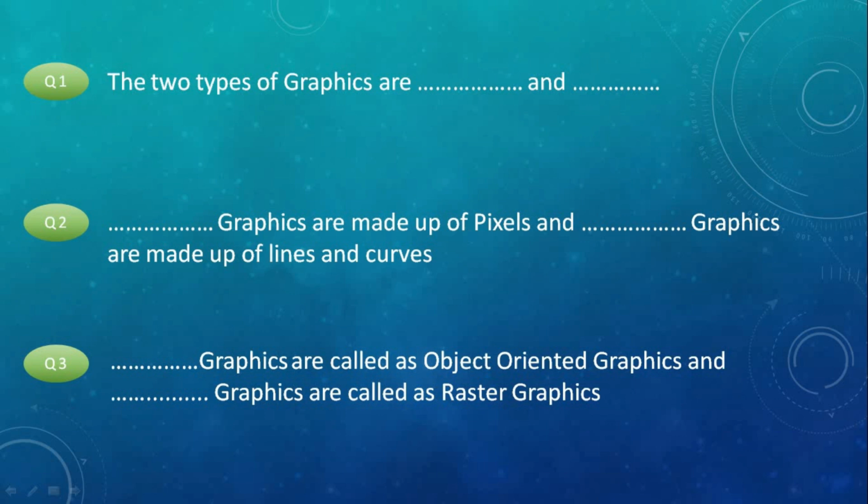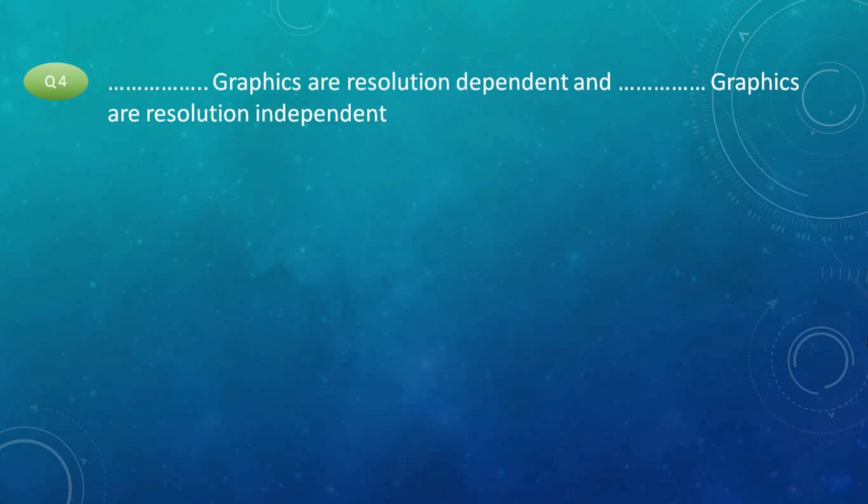The two types of graphics are bitmap graphics and vector graphics. Bitmap graphics are made up of pixels and vector graphics are made up of lines and curves. Vector graphics are called as object-oriented graphics and bitmap graphics are called as raster graphics. Next question. Dash graphics are resolution dependent and dash graphics are resolution independent.